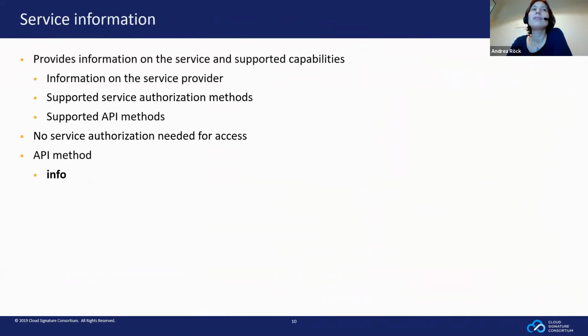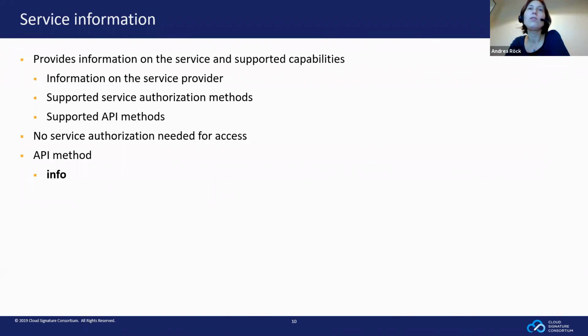This endpoint gives information on the service provider, like the name, the logo, just information on the provider itself. But it also gives information on the service authorization method, because that's needed to know how to access the service, and also which methods are supported. For example, you can support the timestamping or not, or sending of OTP or not. So it will explain which methods are supported by the specific service.